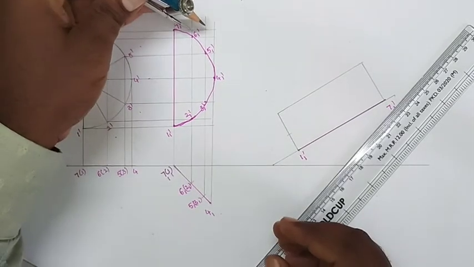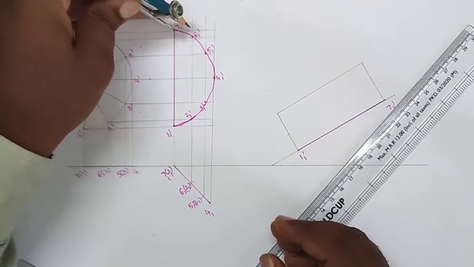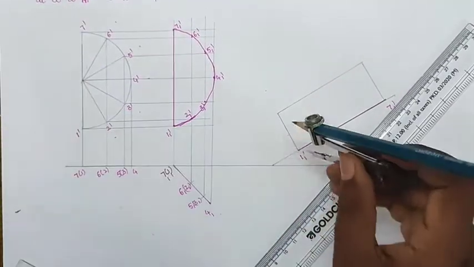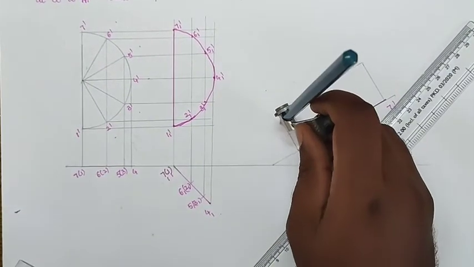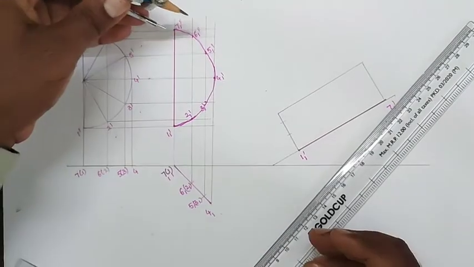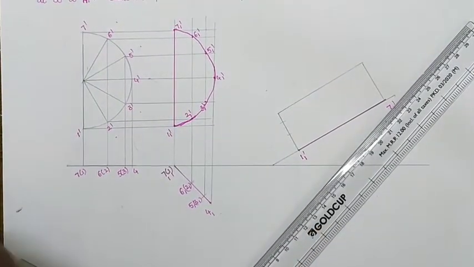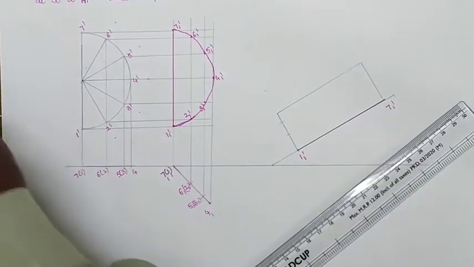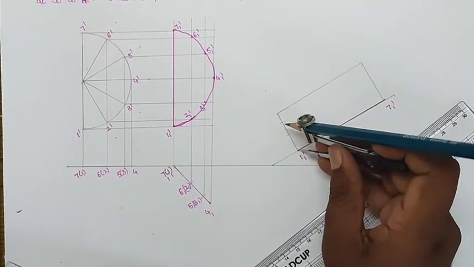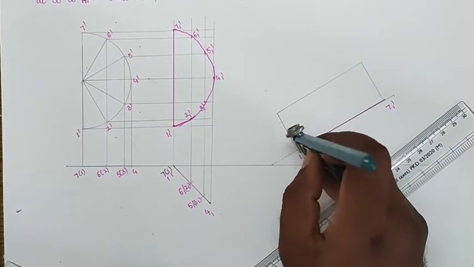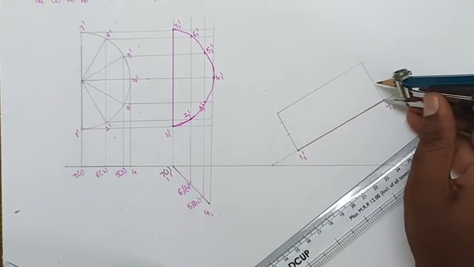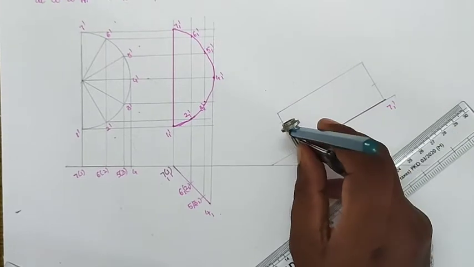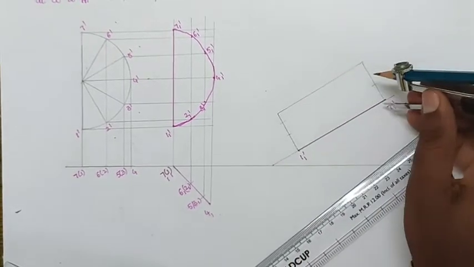Similarly, I am measuring this distance from this end and drawing the arc. Similarly, I am measuring, so like that. So these lines can be drawn in this direction also. So the vertical lines become the horizontal lines, and the horizontal lines become the vertical lines whenever we locate the points on the third front view.